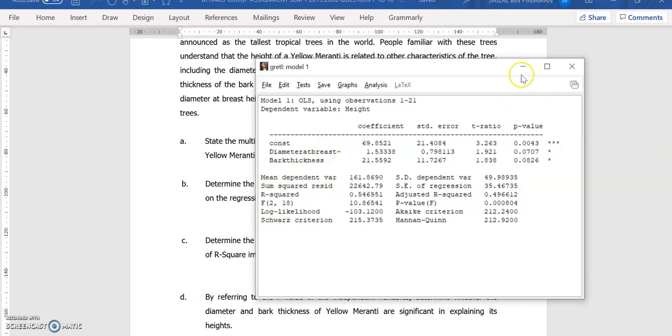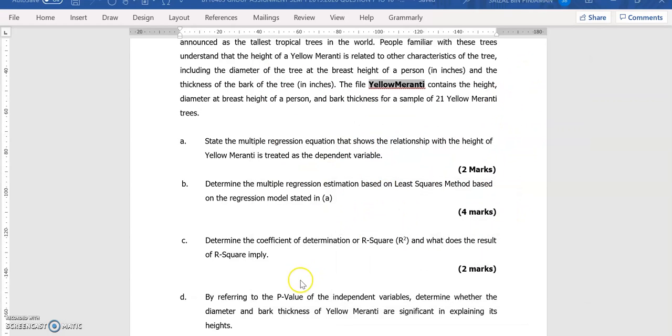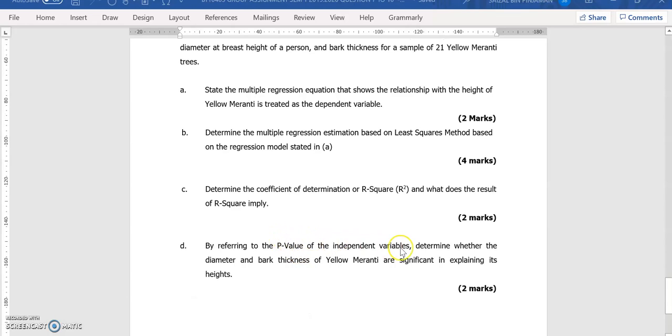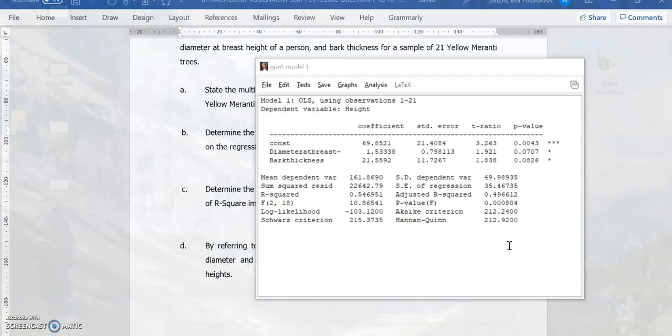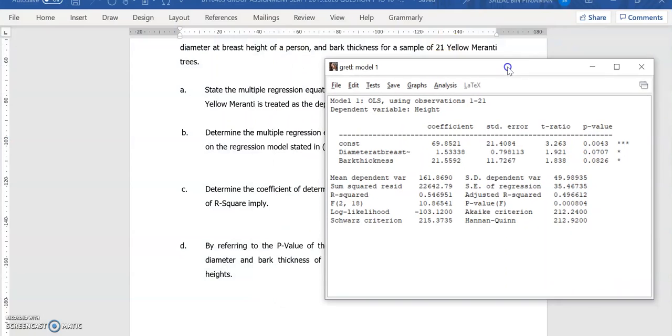And in order to answer question D, by referring to the p-value of the independent variables, determine whether the diameter and bark thickness of yellow Meranti is significant in explaining its height. We refer to the p-value. So here, the diameter of the yellow Meranti has a p-value that is 0.0707, and the number of stars that we have represents the significance level of the independent variable. In this case, we have 1 star.